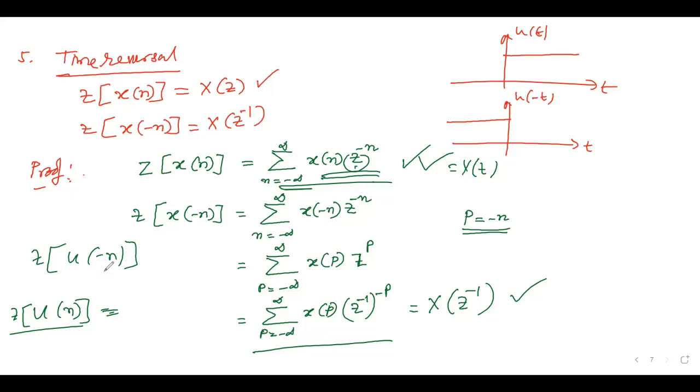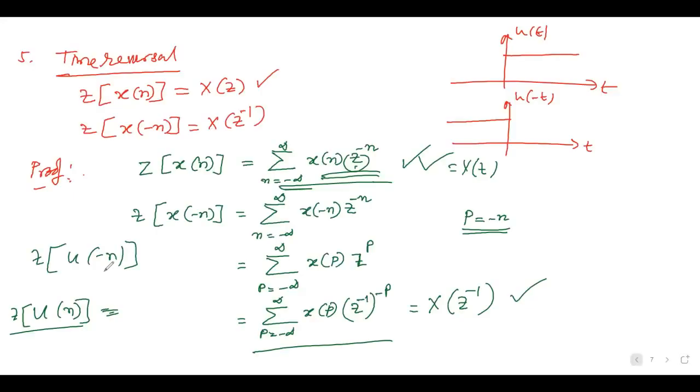Next, we'll move to the initial value theorem and final value theorem. A student asks: sir, when we take p equal to minus n, in the limits n goes from minus infinity to plus infinity, so p goes from plus infinity to minus infinity? Basically it is the same. You have to calculate the summation from minus infinity to plus infinity; here it is plus infinity to minus infinity, basically you will get the same set of data. Homework: find the z transform of u[-n].